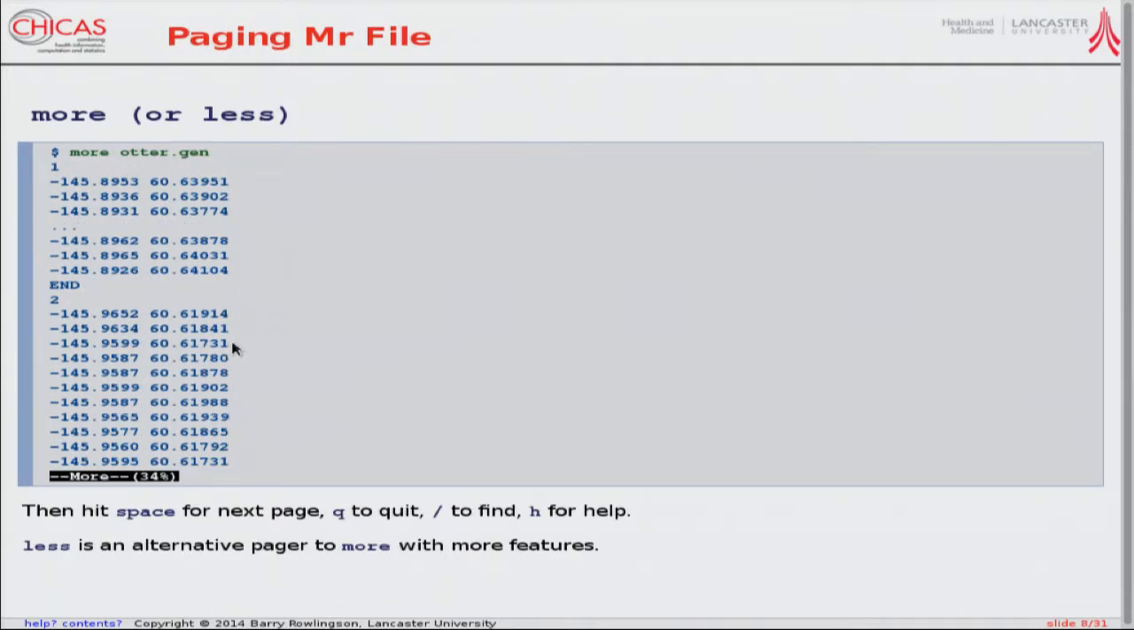So let's have a look at the whole file. Now, you can send the file to the terminal and it will whiz up off the screen without you having a chance to have a good look at it. So Unix has what's called a pager called more. It's called more because it gives you a page and then says more, at which point you hit the space bar for the next page or you hit Q to quit and so on. You can go backwards and forwards.